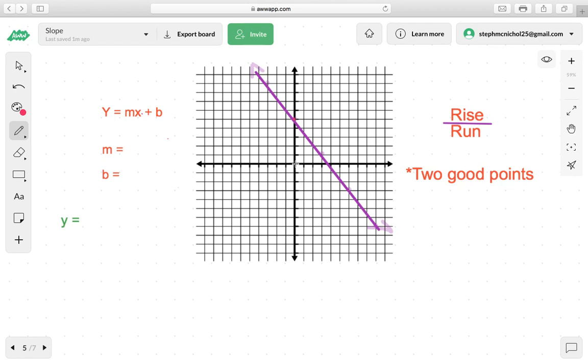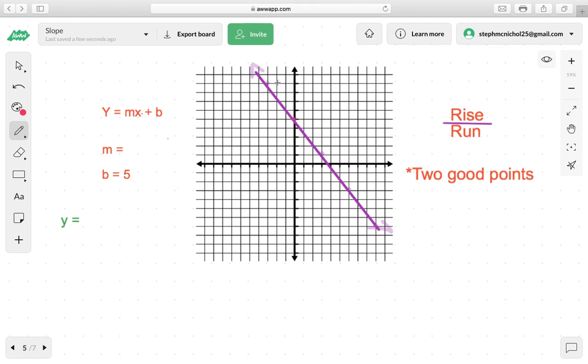Okay, so I'm going to start at 0, and I'm going to count up 1, 2, 3, 4, 5. So where that line crosses is 5, so I'm going to write that in, and it's positive. And then I need to find slope. So I need to find two good points, and slope is also rise over run.